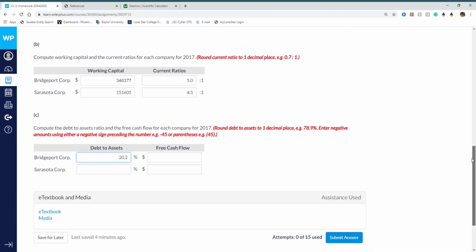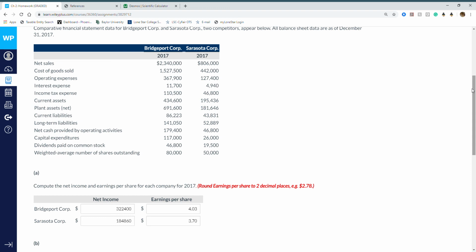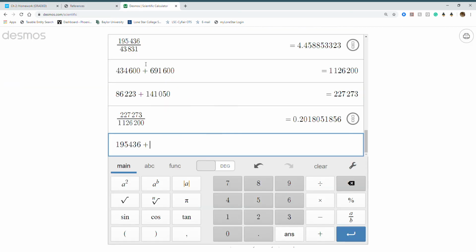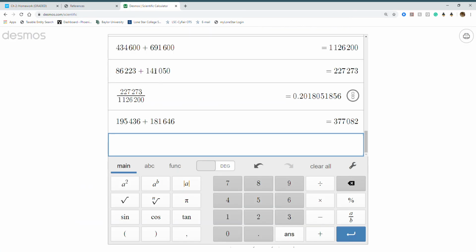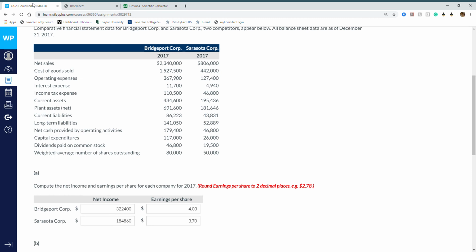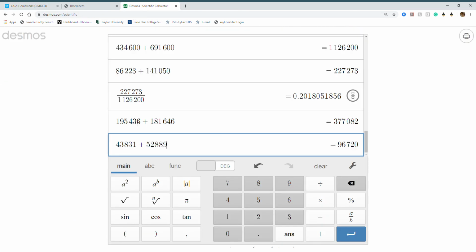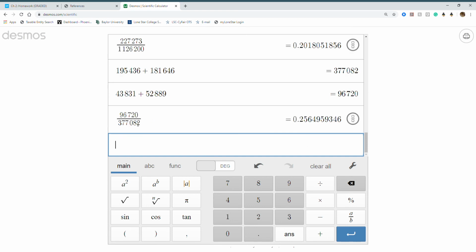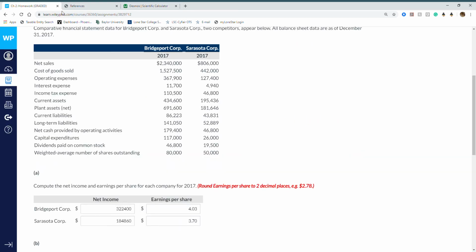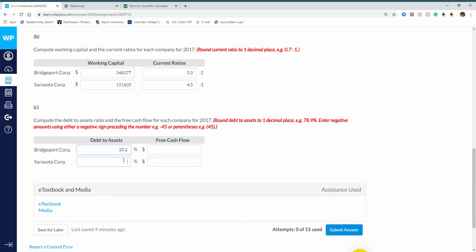We'll go ahead and do Sarasota because they're different. They don't rely on the same numbers to do free cash flow and that one. So again, current assets 195,436 plus 181,646. Then you have their current liabilities 43,831, 52,889 for long term. Okay, total liabilities divided by total assets. They have 25.6. Ooh, Bridgeport's basically beating them out on all fronts.